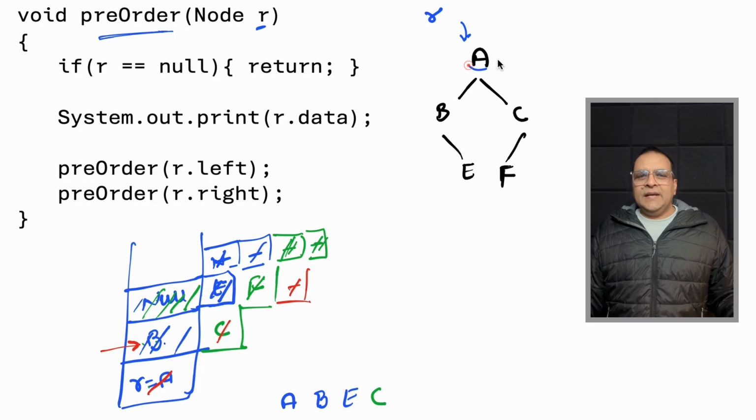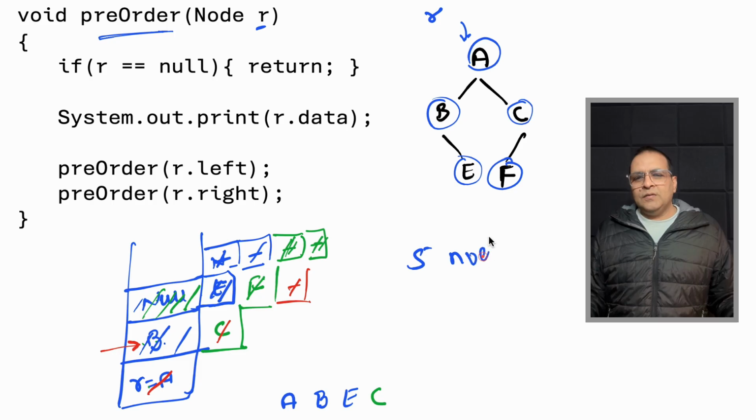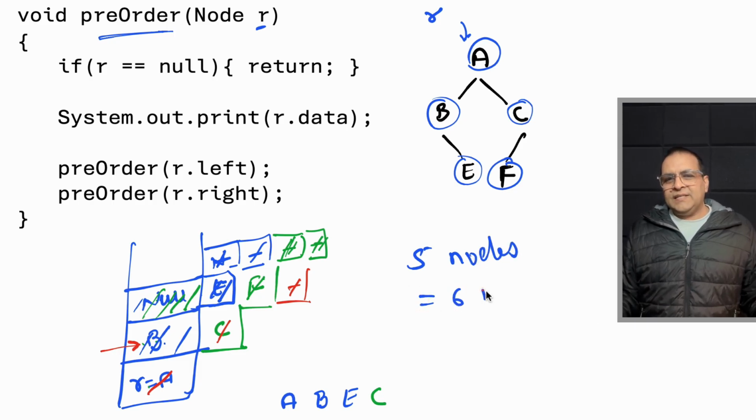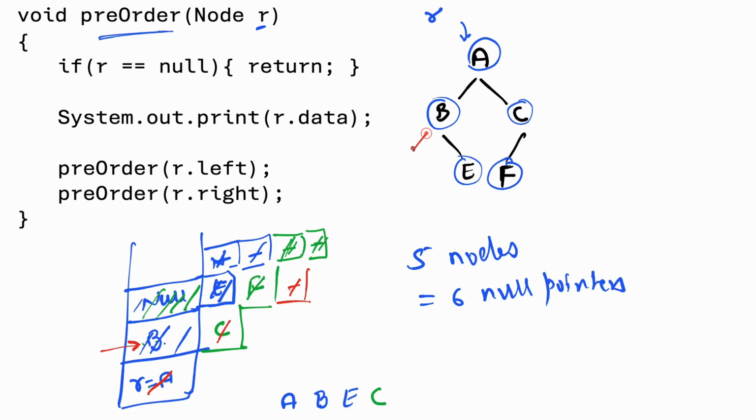If a binary tree has 1, 2, 3, 4 and 5 nodes, then there will be 5 plus 1, 6 null pointers in the tree. The left pointer of b is null, the left and right of e are null, the left and right of f are null, and the right of c is null. If you count, the total number of null pointers in this tree is 6.